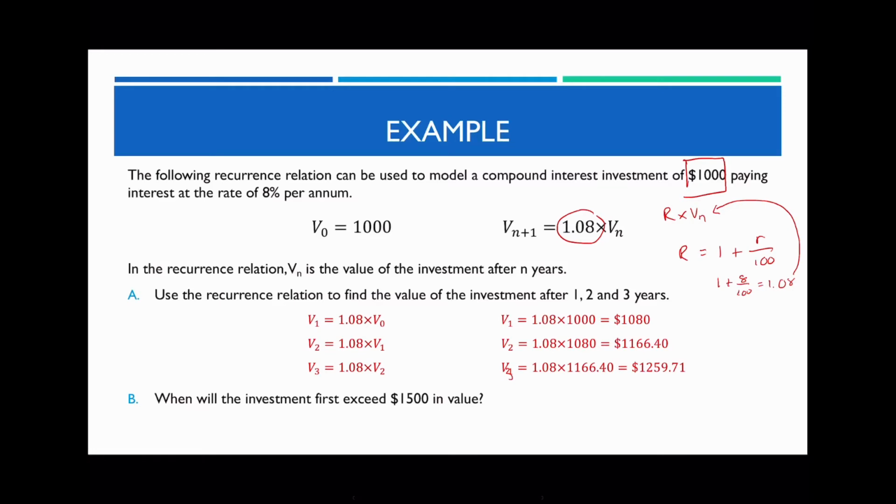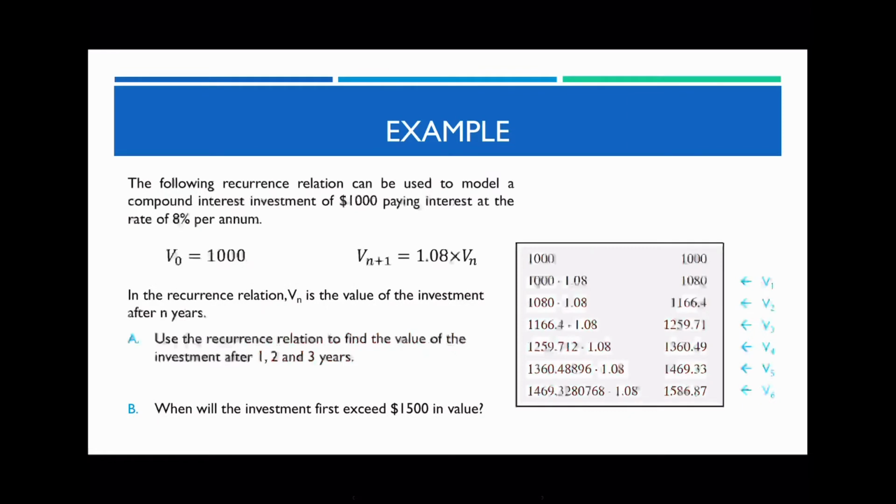Now, part B reads, when will the investment first exceed $1,500 in value? So in order to do this, you're pretty much going to have to repeat this process until you see a value that's larger than 1,500. In this case, I've already done that. Notice that if you keep on going, after the 6th year the amount is going to be larger than 1,500. So the answer is after 6 years.